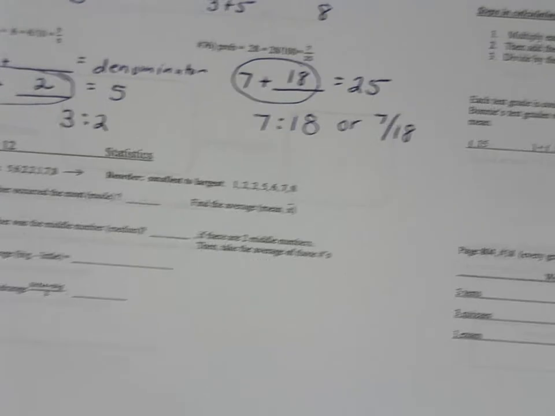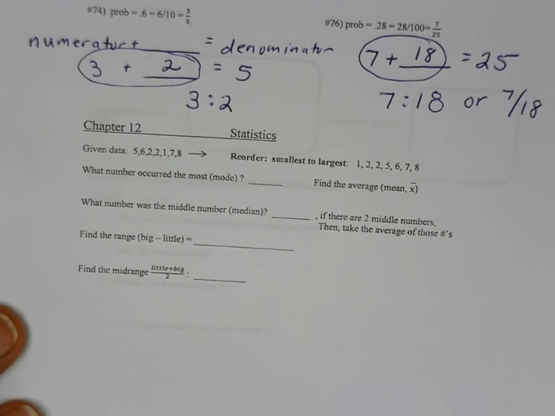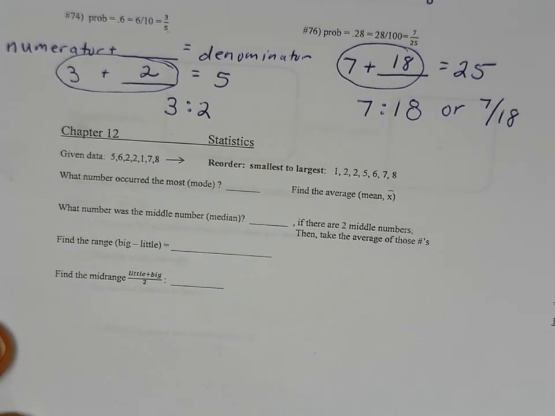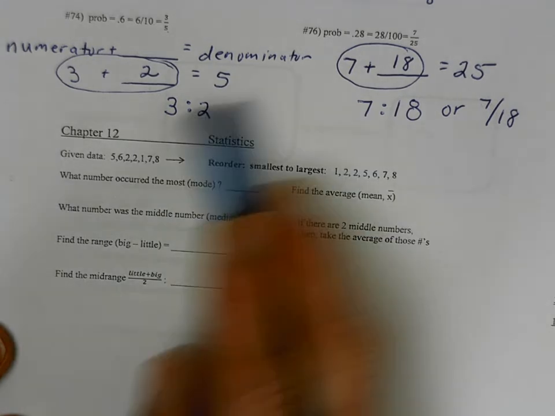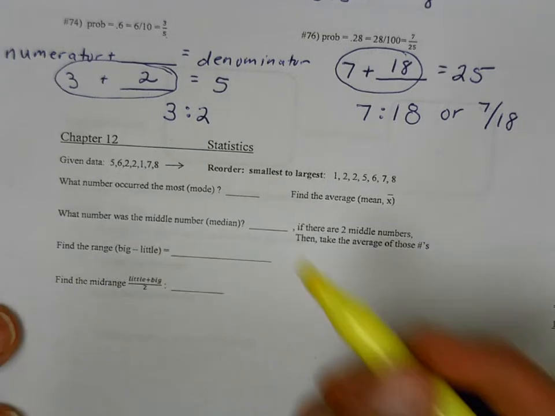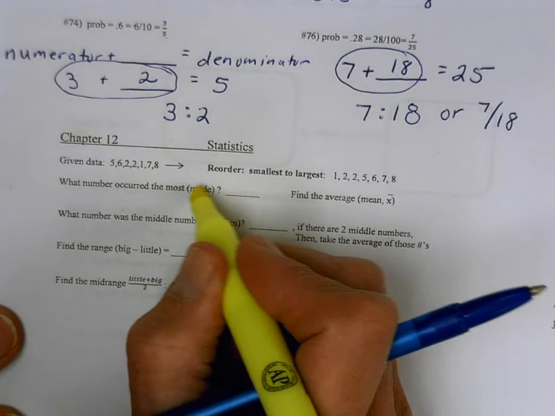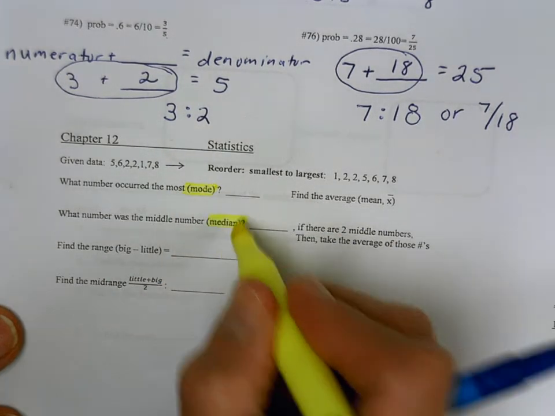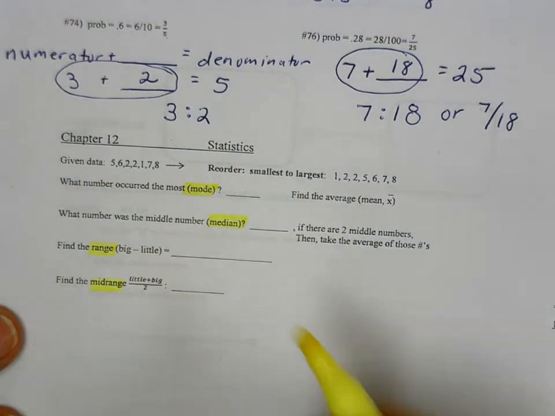Now let's look at chapter 12, and I really would like you to read chapter 12.1 before you start this section. So if you haven't read it, please turn off the video and open up your book and read the section. Chapter 12 talks about statistics, and first thing we're going to do is discuss some words here. The words are mode, median, range, and mid-range.